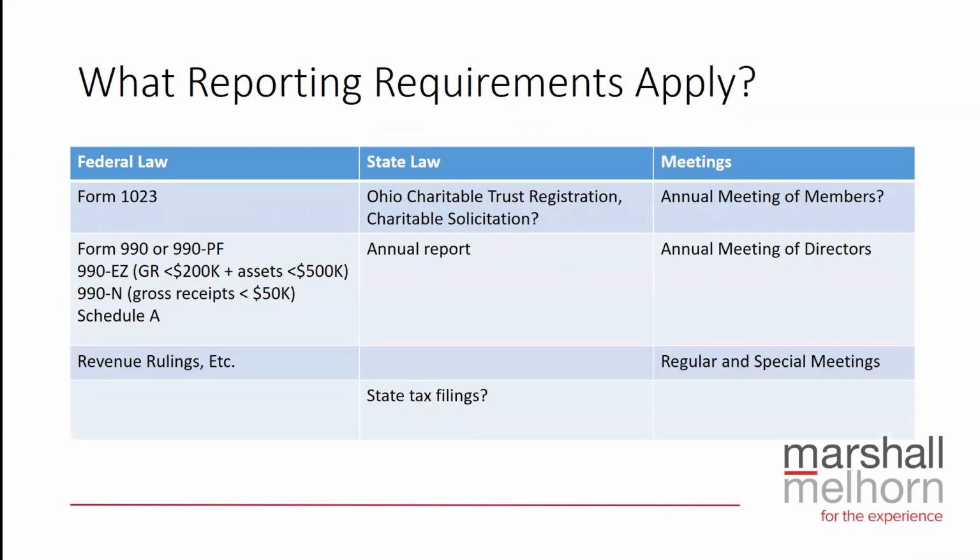So charities have a number of different reporting requirements. Under federal law, to form the organization, you have to file Form 1023. In terms of annual returns, they don't really file tax returns, so they call them information returns. The Form 990 or the 990-PF.